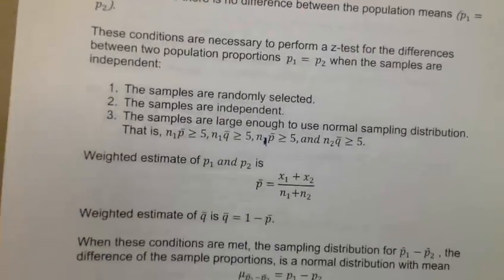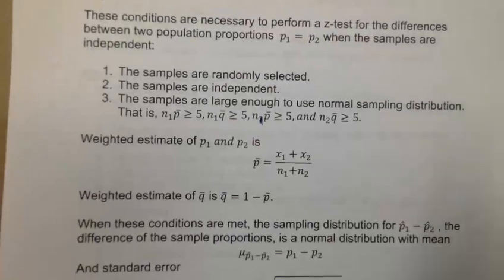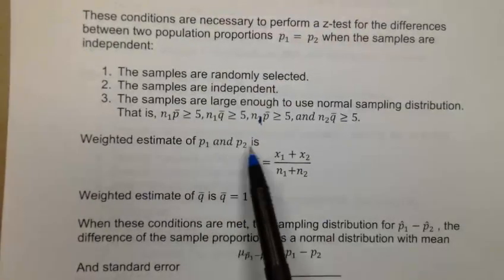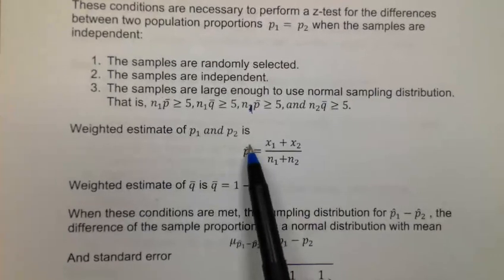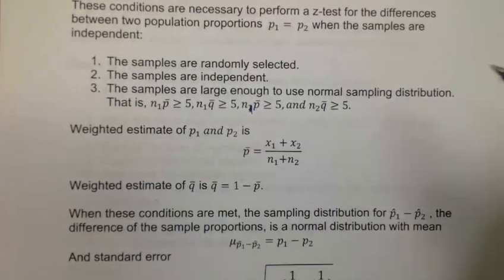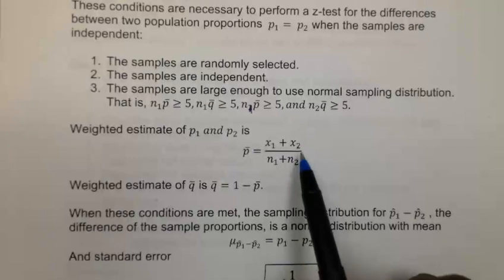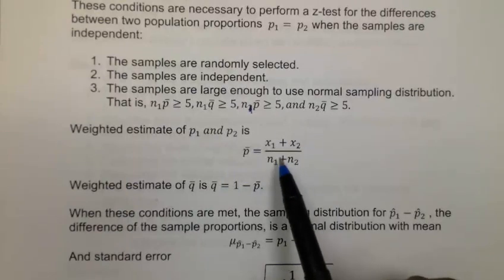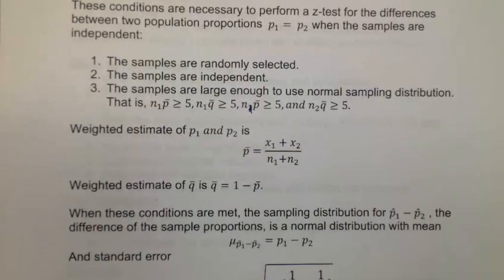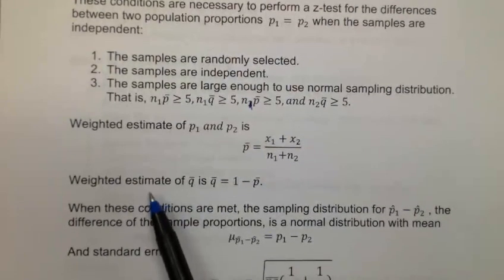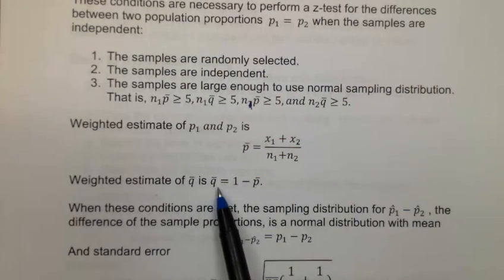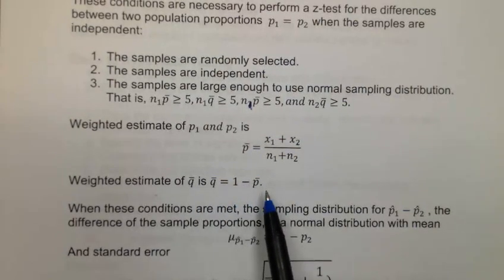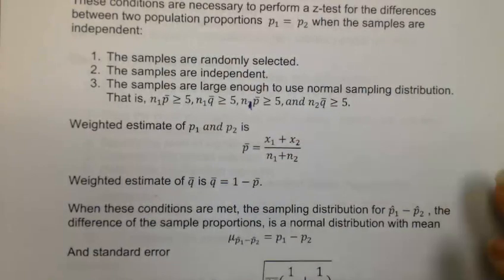Let's talk about what that is. p bar is the weighted estimate of p1 and p2, and is calculated by adding your x values divided by the addition of your sample sizes. The weighted estimate of q bar is 1 minus p bar. So it's still the complement.